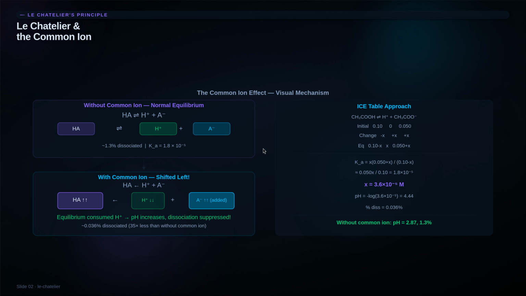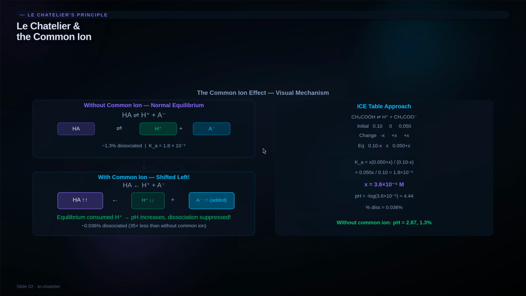The common ion effect is a direct consequence of Le Chatelier's principle. Consider a weak acid HA in water establishing equilibrium. HA plus H2O yields H3O+ plus A-. The position of this equilibrium is determined by the acid dissociation constant Ka. Now, what happens if we add a salt such as NaA, which supplies additional A- ions? The system experiences a sudden increase in the concentration of A-, a product of the equilibrium.